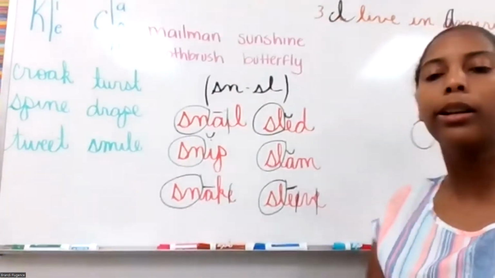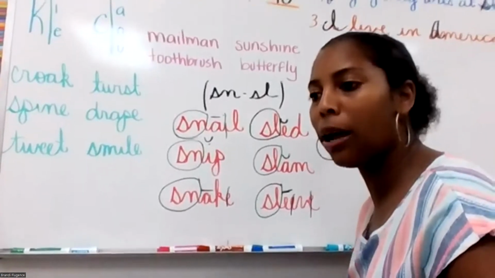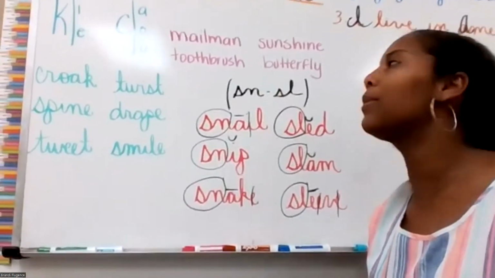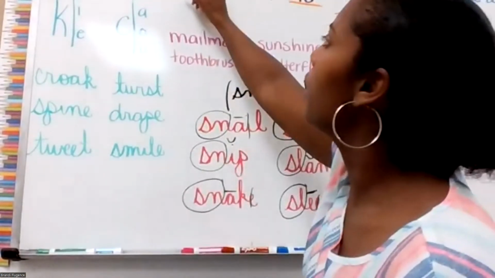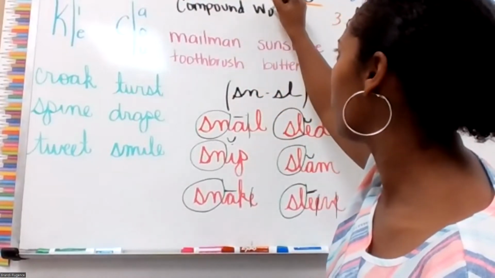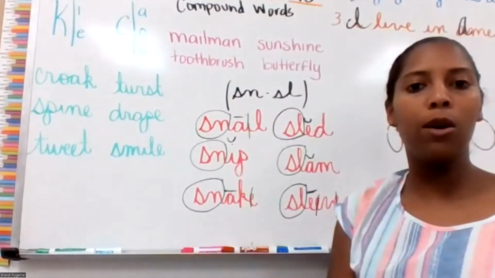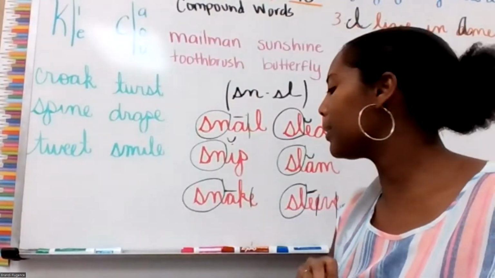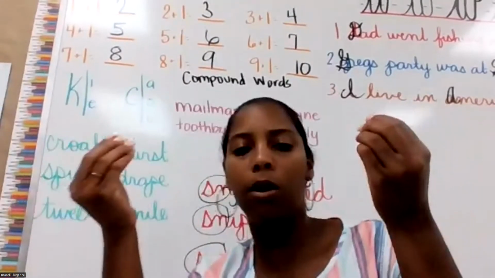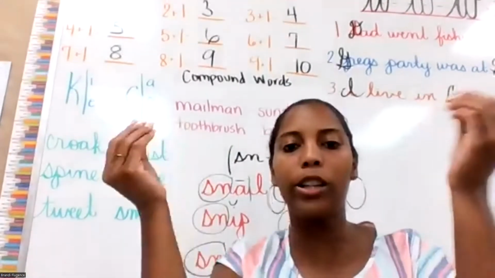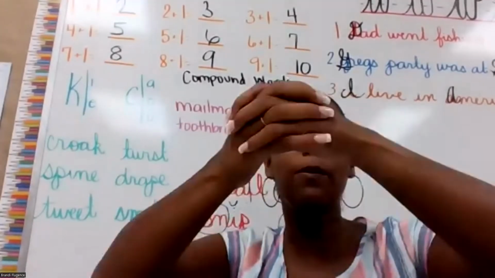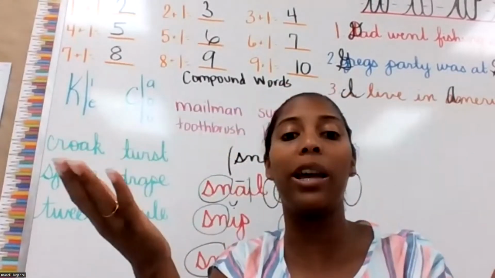All right, today we're going to learn some new type of words. If you look at these words here, they look like they're really long, but there's something special about these words. These words are called compound words. So you may say, what is a compound word? Let me tell you. It's when we have two small words, two words that are words by themselves, that we put together. And when we put them together, it makes one big word.